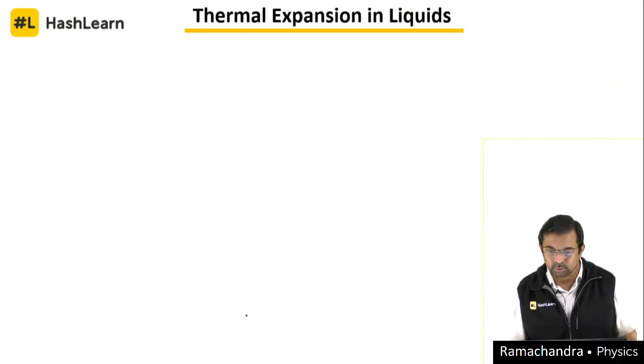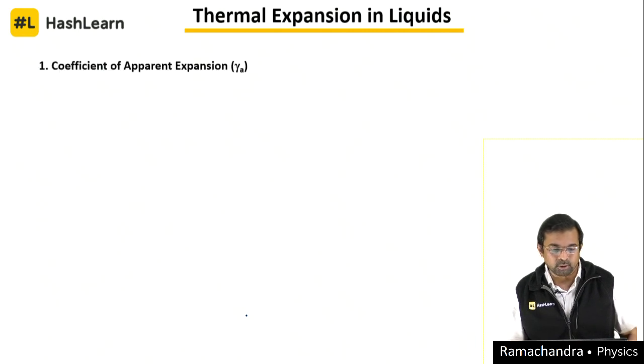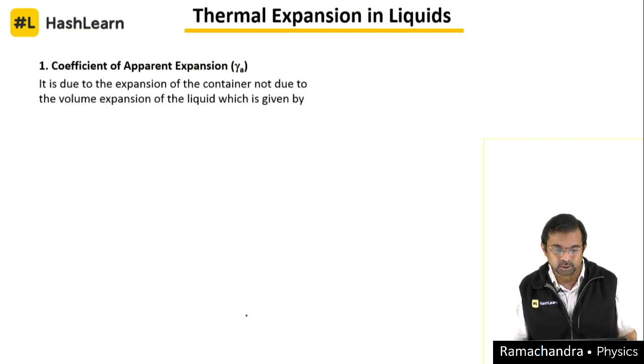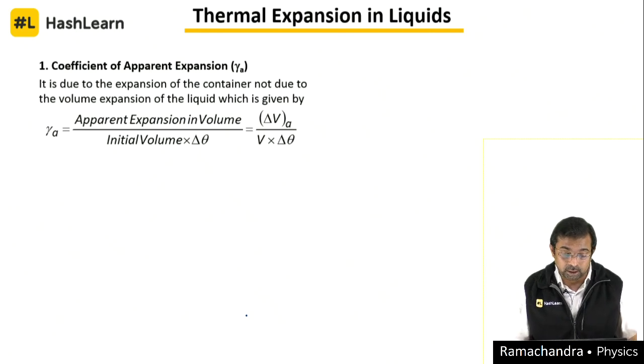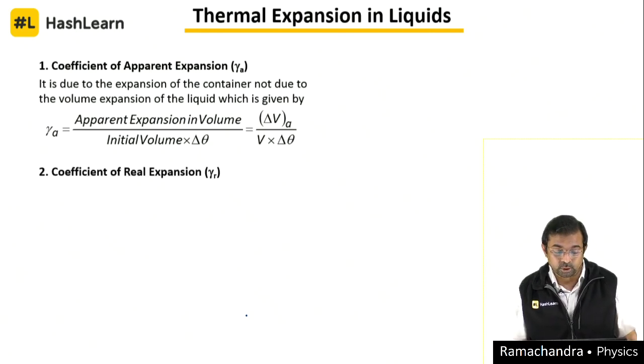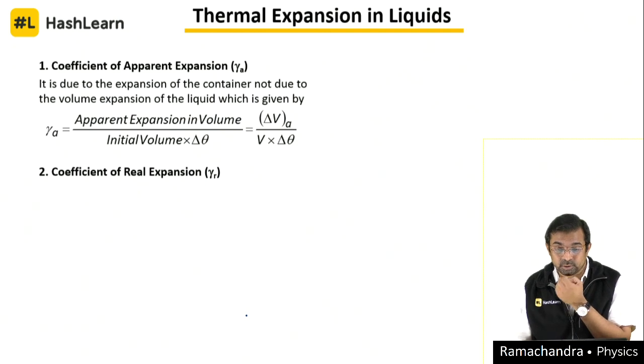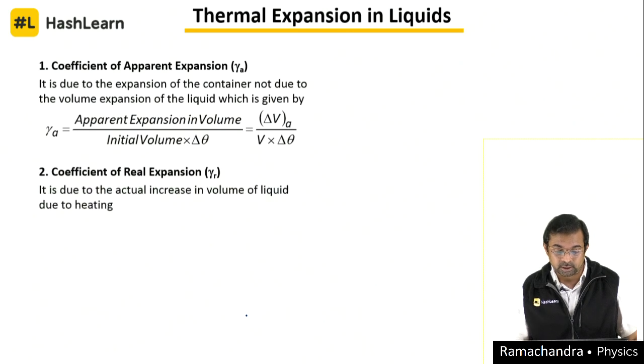So let's move on to thermal expansion in liquids. One is the coefficient of apparent expansion. Yes, again I will just flow through this one. Let's assume that there is a container in which the liquid is being heated. So the first thing we need to do is take care of the apparent expansion, coefficient of real expansion. Apparent expansion is given by the apparent change in volume divided by initial volume, divided by the change in temperature delta theta.